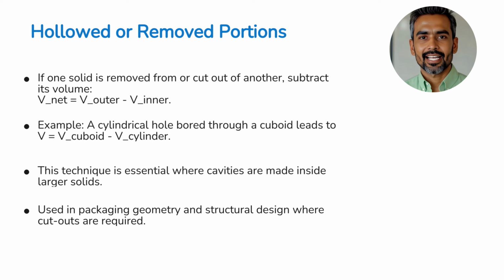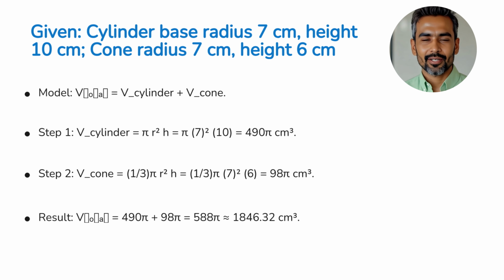Always draw and understand the shapes before subtracting. The right volume will emerge only when you carefully apply subtraction. Okay, time for some calculations. Suppose we have a cylinder with a base radius of 7 centimeters and height 10 centimeters. On top of it sits a cone with the same base radius 7 centimeters but height 6 centimeters. Our total volume is volume of the cylinder plus volume of the cone.